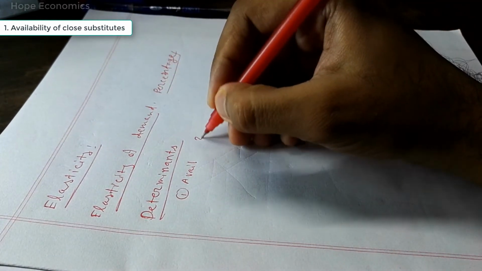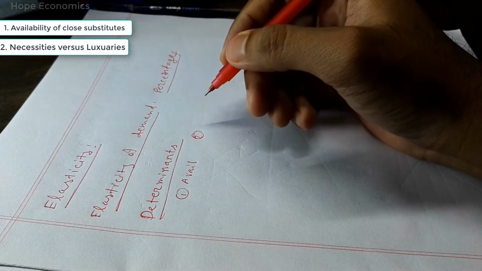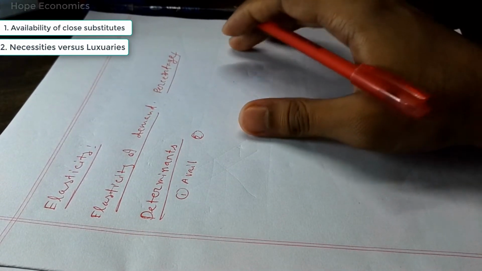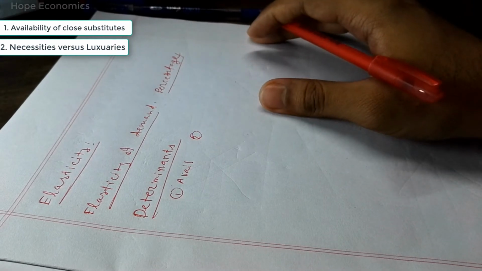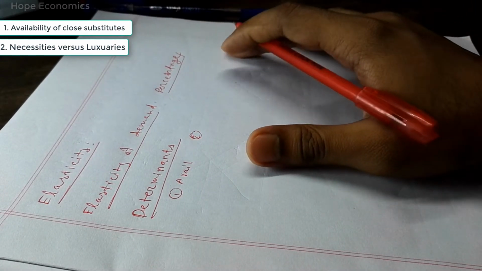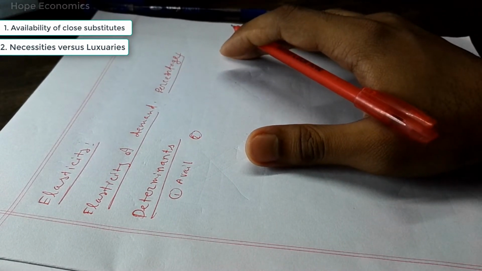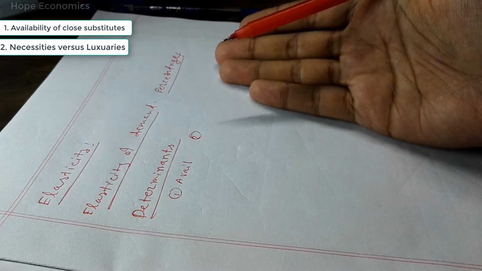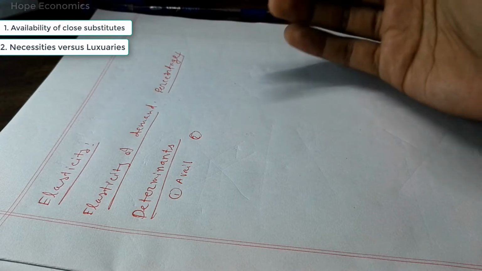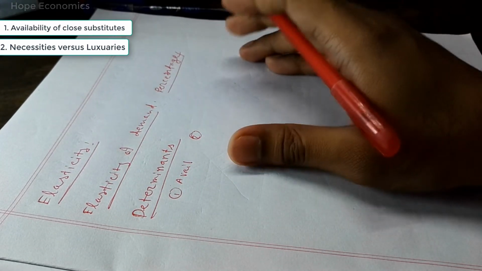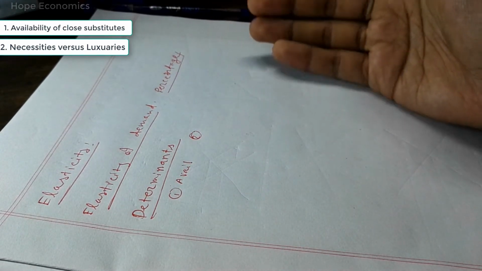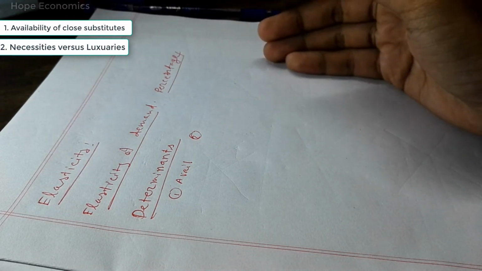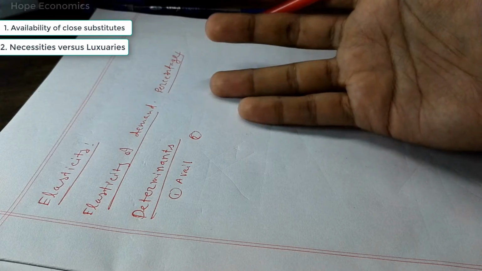And number two is necessities versus luxuries. Obviously, in this case, necessities are almost inelastic because we don't have any other choice. We have to purchase those things. Like in your case or in our case, we have to purchase rice. If the price of rice increases, we have no other choice. We have to purchase it.